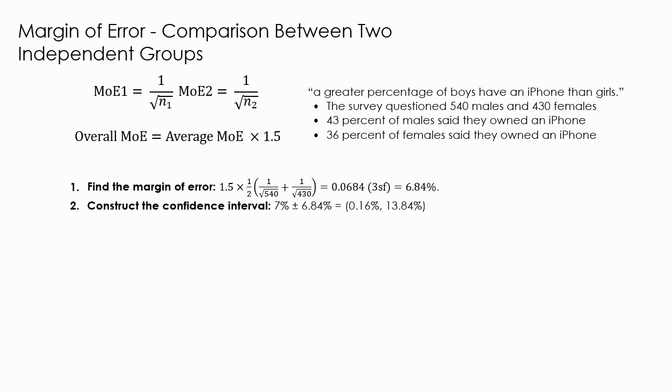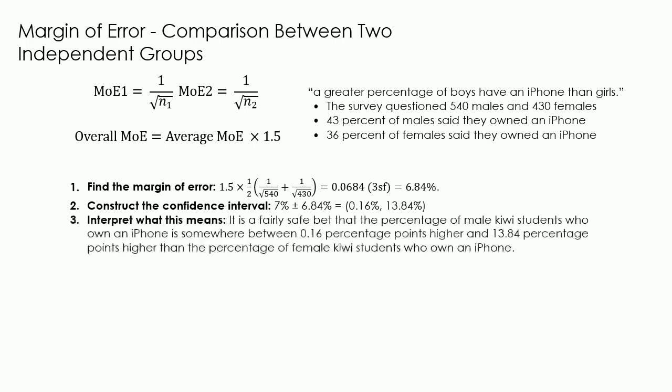We need to construct the confidence interval, which is 7% plus or minus 6.84%, which gives us between 0.16% and 13.84%. We need to interpret what this means. It's a fairly safe bet that the percentage of male Kiwi students who own an iPhone is somewhere between 0.16 percentage points higher and 13.84 percentage points higher than the percentage of female Kiwi students who own an iPhone.